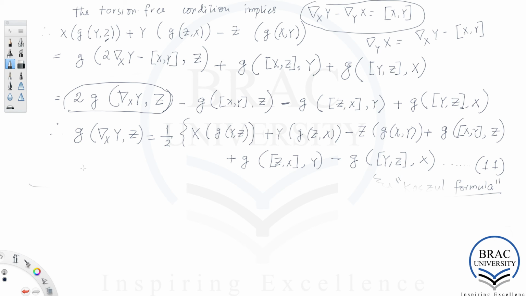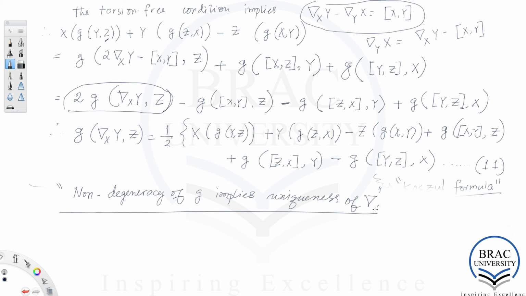Now it's important to note here that the non-degeneracy of the metric tensor field G implies the uniqueness of nabla from the Koszul formula. Non-degeneracy, let me show you how. It is important. It is not provided in the lecture notes, so I want you to follow this closely, okay? Or you can derive it by yourself, but it's a very small argument.